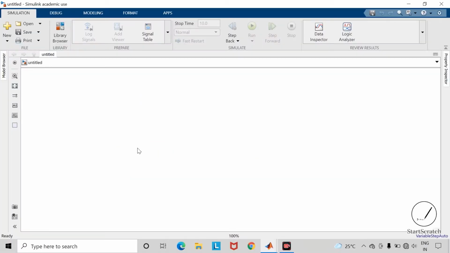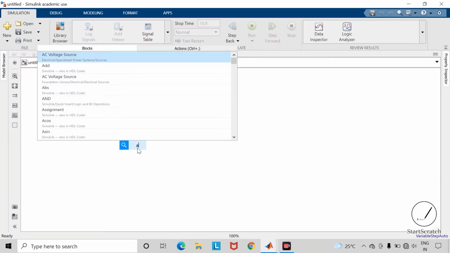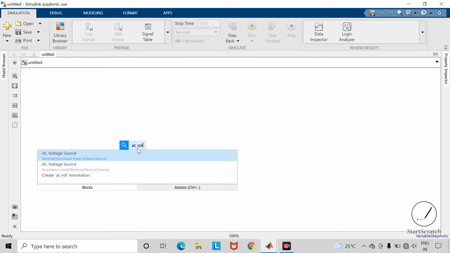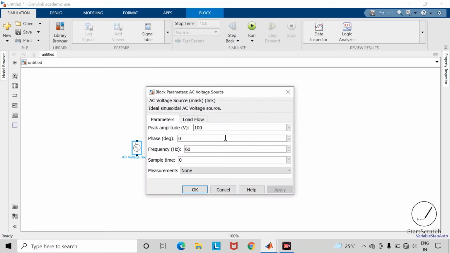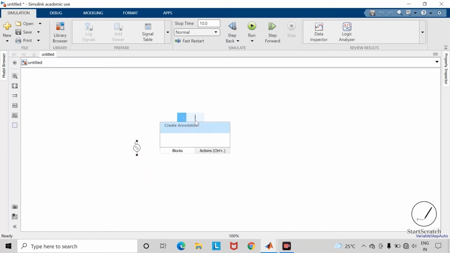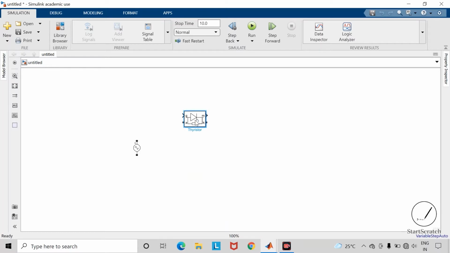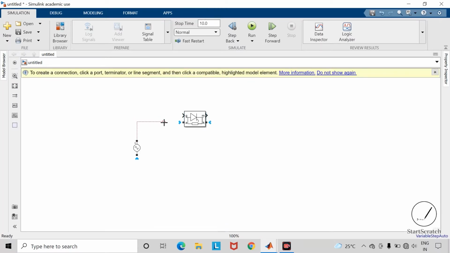Let us start with AC voltage source. Change the peak amplitude to 325 volts and frequency to 50 Hz. Take the thyristor. You can also take it from the library browser. Connect the positive terminal to the anode.